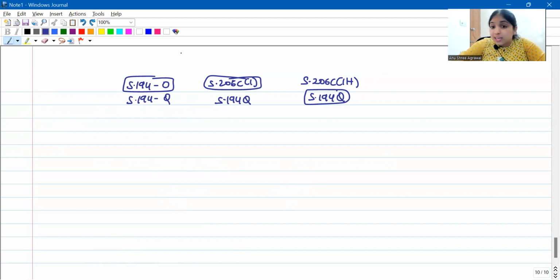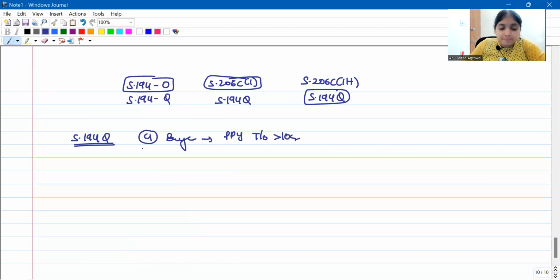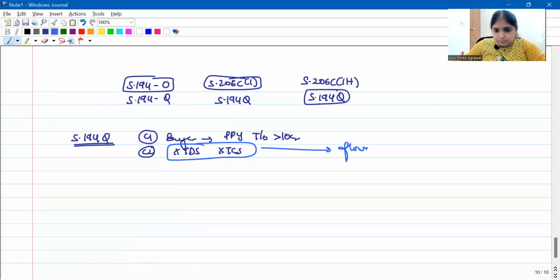Alright guys, so even over here, let us conclude 194Q with conditions now. Same 3 conditions I'll put over here also. The buyer should be a person whose preceding previous year turnover should be more than 10 crore, condition 1. Condition number 2, no other TDS, no other TCS should apply. Even for this, I will give you a similar flow chart. You can simply follow that.